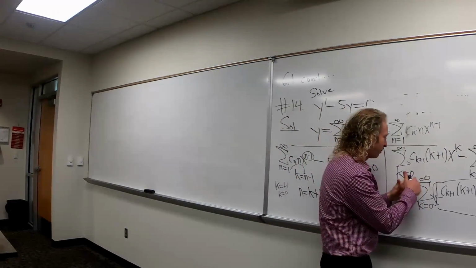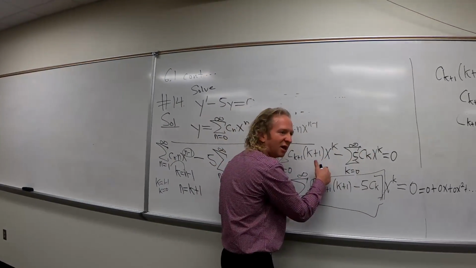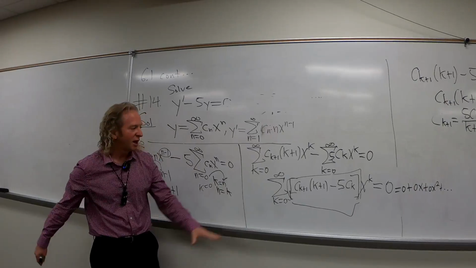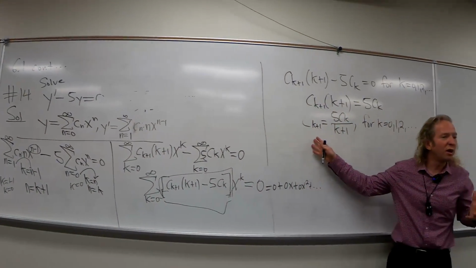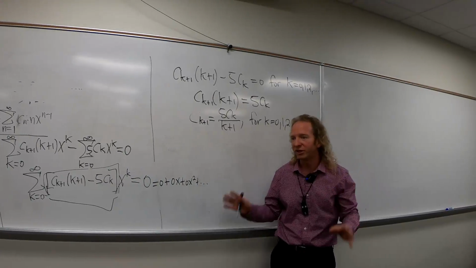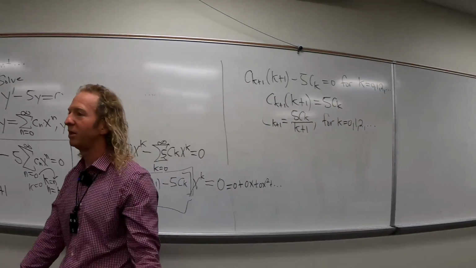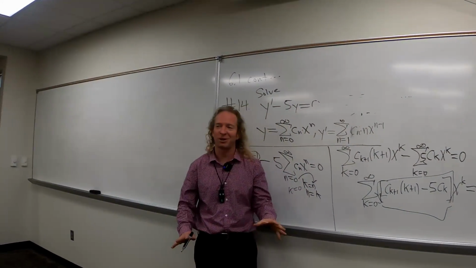Then you get here. Once they both start at the same number and they both have x to the k's, you can combine them, right? And then you're here. Then you set this equal to 0. And then you always solve for the one with the bigger subscript every single time. So any questions up to here? Now this is the beautiful part. This is the part that's cool.